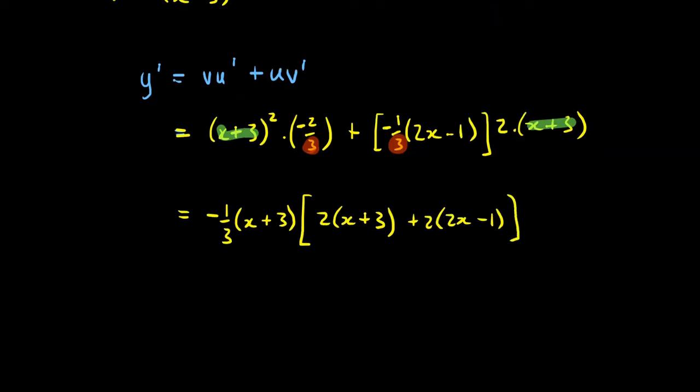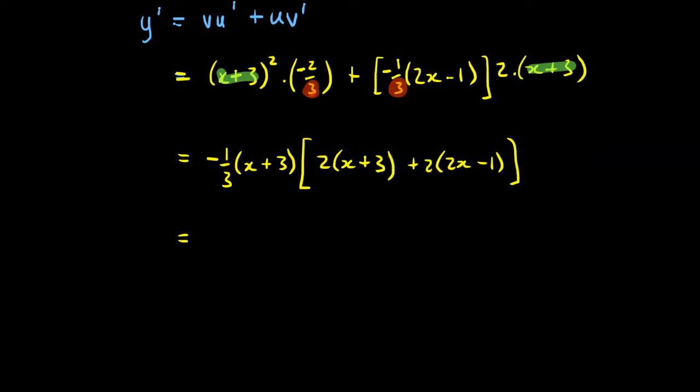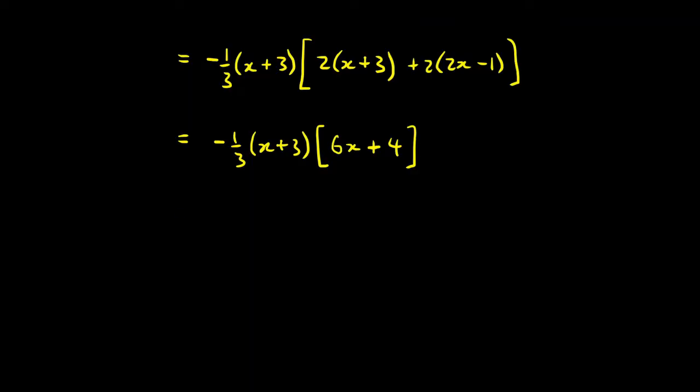Okay. And so then I'm going to simplify inside that bracket. So I've got negative a third (x + 3). Here I've got 2x plus 4x, so 2x plus 4x is 6x. And then I've got 2 times 3, which is 6, and 2 times negative 1, which is negative 2. So 6 minus 2 is positive 4. So we've got 6x plus 4. And of course, we could factorize out the 2 as well. So we get negative 2/3 (x + 3) times (3x + 2).